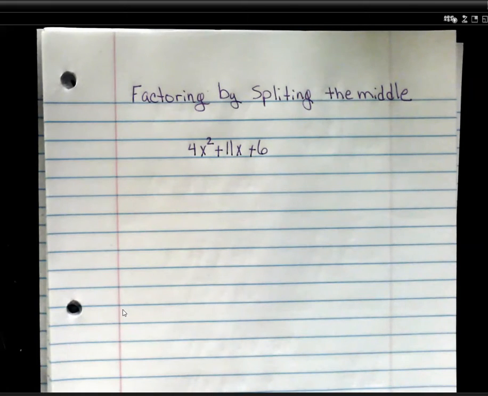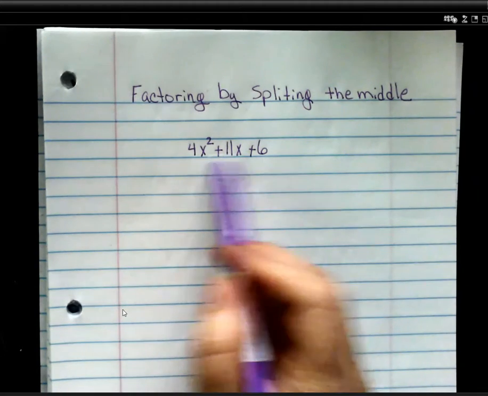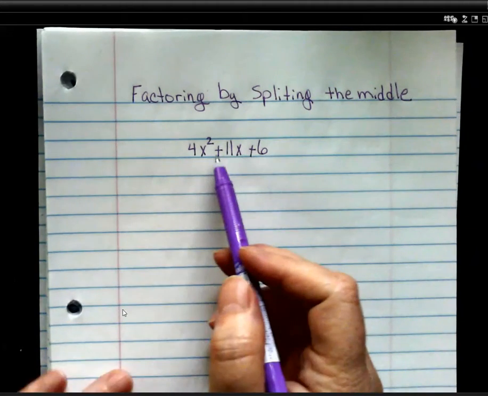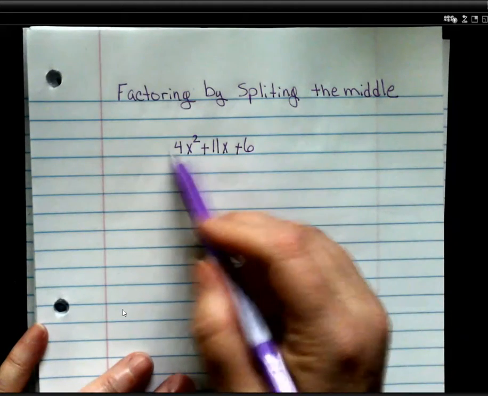Okay, so now we're going to talk about factoring by splitting the middle. When we were factoring trinomials, our x squared was by itself, and we found a product and sum. We're doing almost the exact same thing. It's just that our product is going to be different when we have a number in front of it.